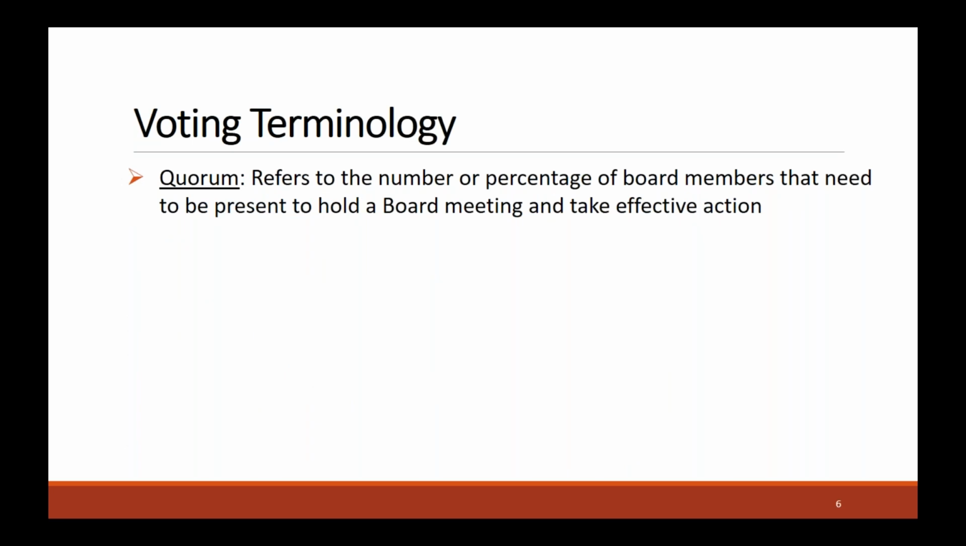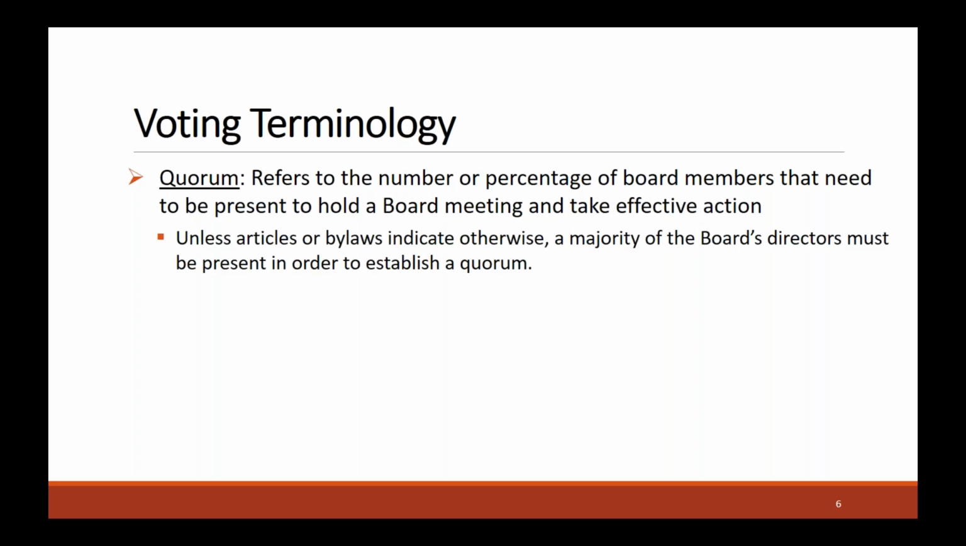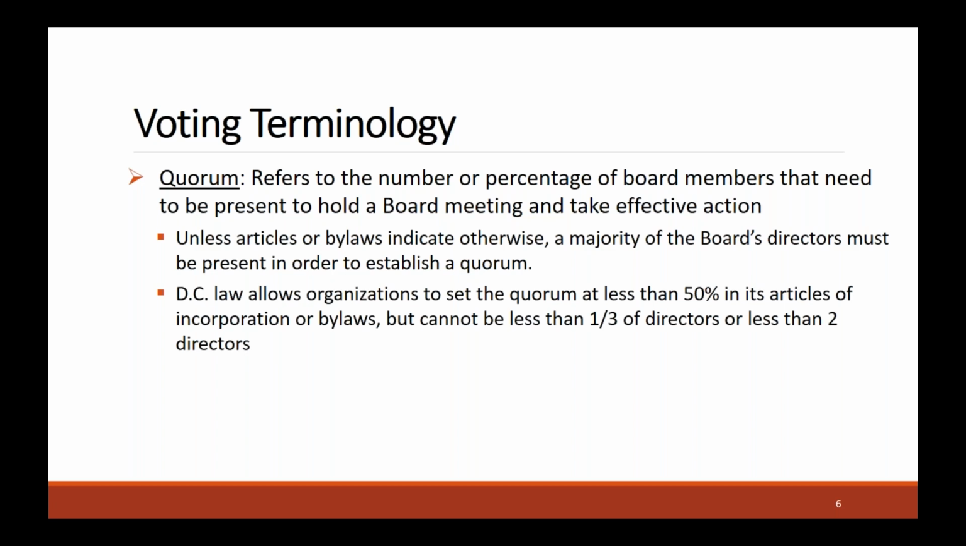Let's get into some voting terminology that we'll be using today. So the first one is a quorum. Quorum refers to the number or percentage of board members that need to be present to hold a board meeting and to take effective board actions. Unless your articles or bylaws indicate otherwise, a majority of the board's directors must be present in order to establish a quorum. So if you have an 11-member board, you need 6 directors to establish a quorum.